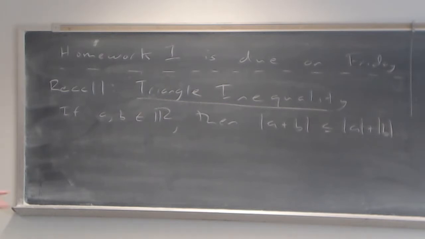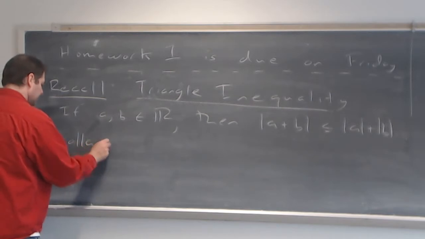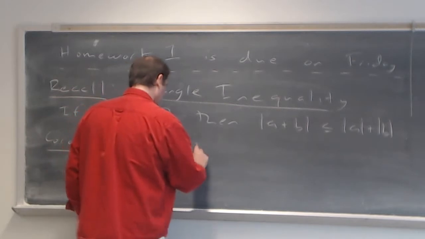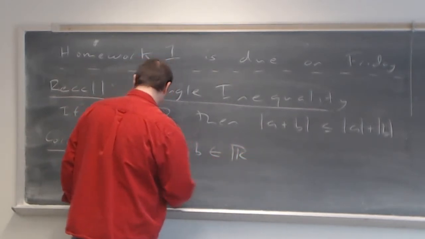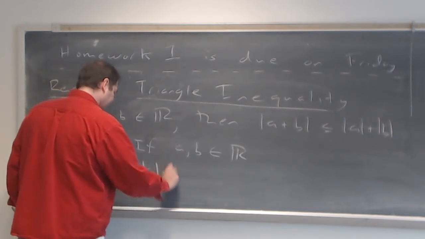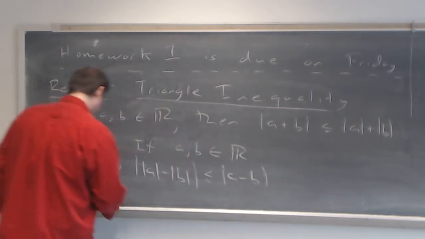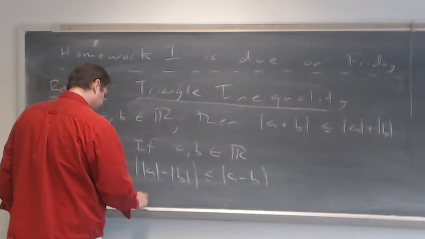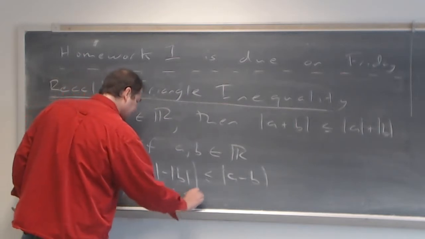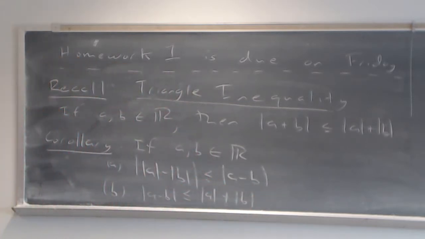And the corollary, so that's old, this is new. The corollary, having 2 parts, is the following. If A and B are elements of the real numbers, then we have 2 things we can write. One is the absolute value of the absolute value of A minus the absolute value of B is less than or equal to the absolute value of A minus B. And part B, the absolute value of A minus B is less than or equal to the absolute value of A plus the absolute value of B. So those are 2 separate things that I want to prove.